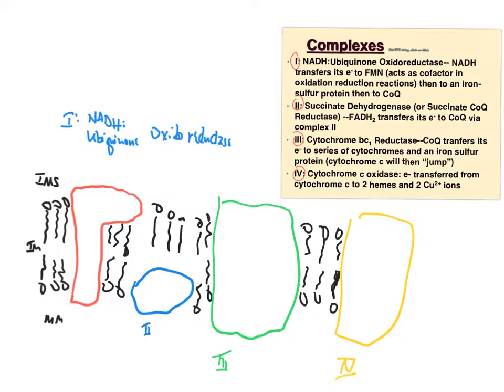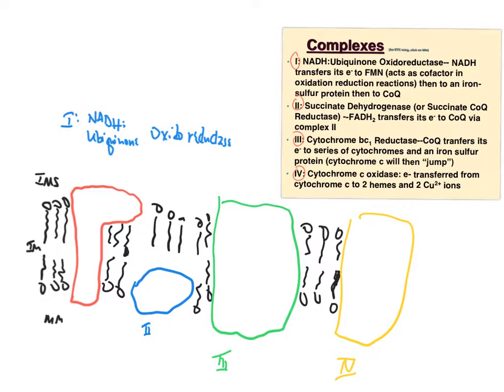Complex four is called cytochrome C oxidase, and the reason why is because it oxidizes cytochrome C. Cytochrome BC1 reductase takes the coenzyme Q, gets the electrons from it, and passes them off to cytochrome C.